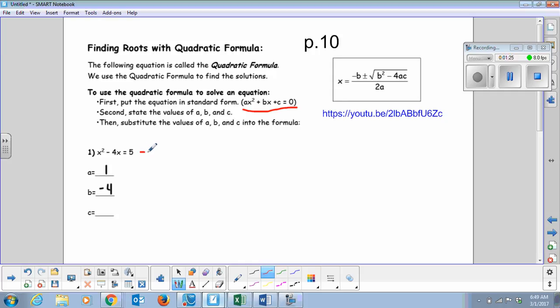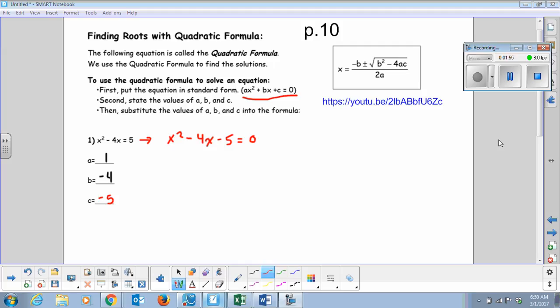So to rewrite this correctly, we have to have everything on the left. So x squared minus 4x is good, but I've got to put 5 on the opposite side, so I make it the opposite sign, so now it's negative 5. This is the same thing as when we subtracted 5 from both sides. So knowing this, my c is negative 5.